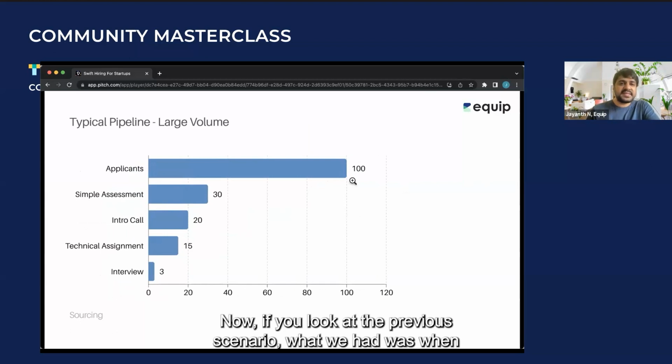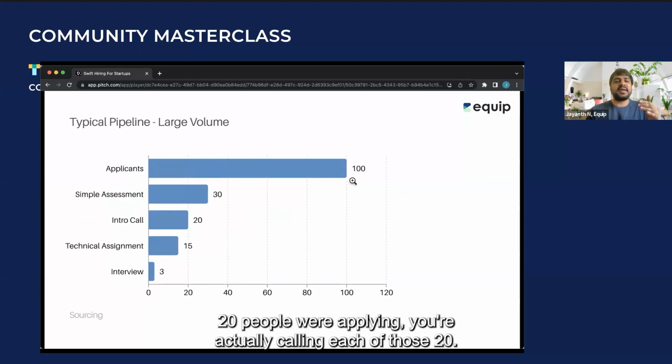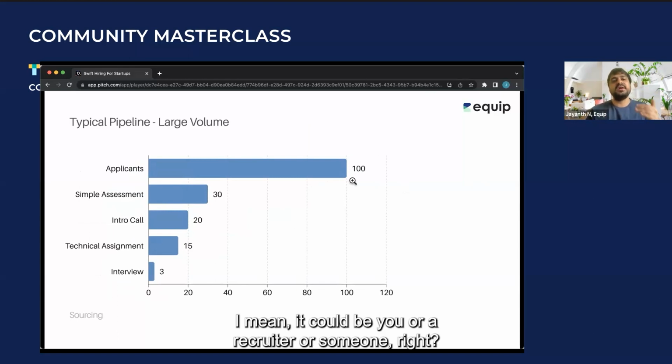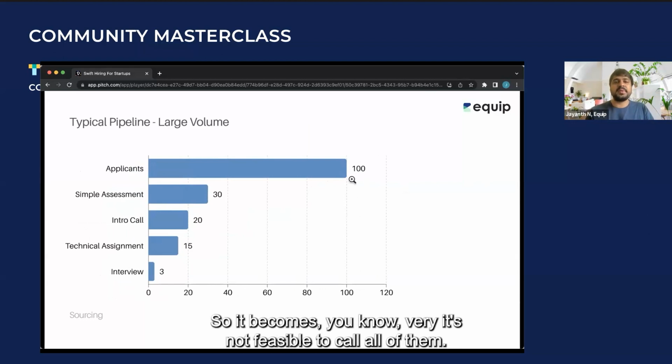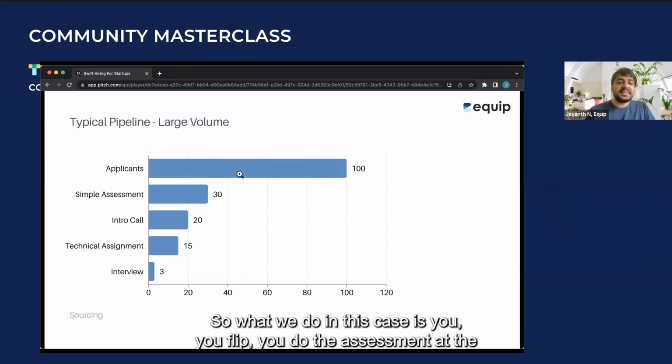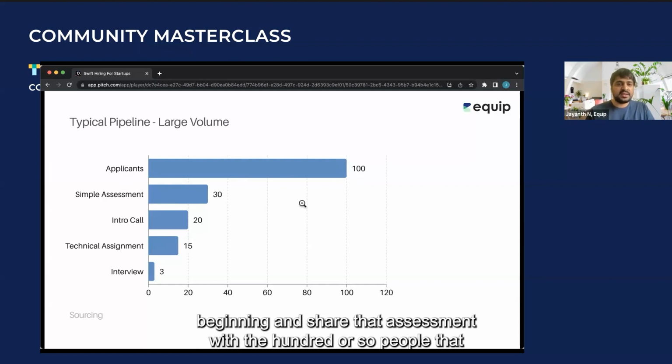Now, if you look at the previous scenario, when 20 people were applying, you're actually calling each of those 20. It could be you or a recruiter or someone, right? But with 100 people, you cannot call all 100. It's not feasible to call all of them. So what we do in this case is you flip. You do the assessment in the beginning and share that assessment with the 100 or so people.